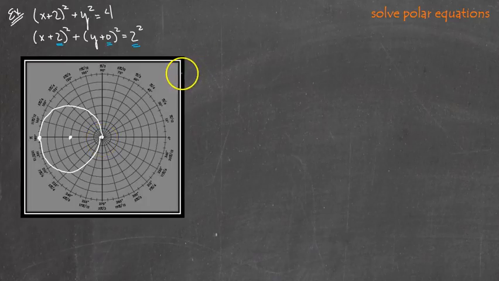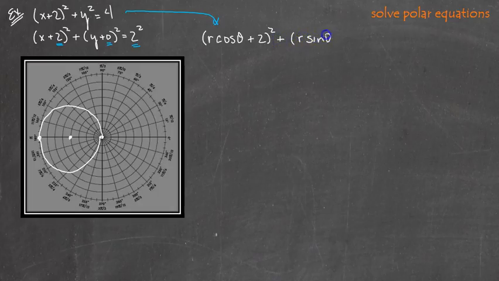Okay, so now we want to convert this to polar equations. Polar means that instead of having x's and y's, I'm going to have r's and thetas. And I have tools in my toolbox I can use. First thing is I know that x and y are expressed as r cos theta and r sine theta. So let's go ahead and write that out. So x is r cos theta, plus 2, squared, plus y is r sine theta, squared, and the whole thing equals 4.